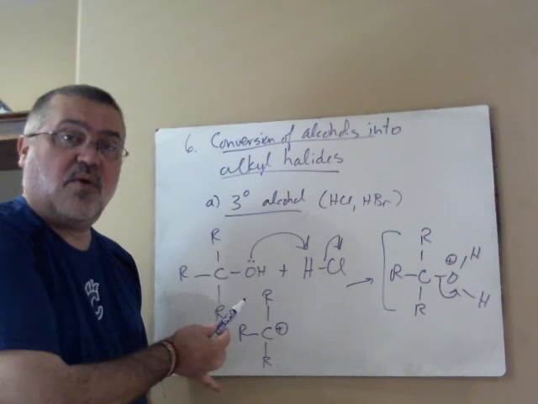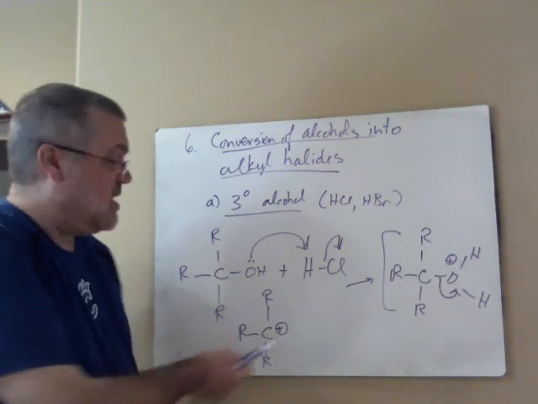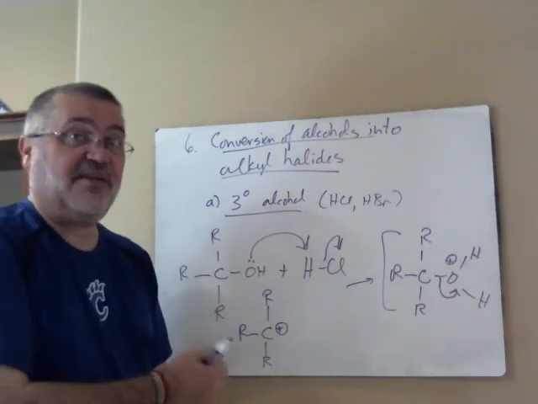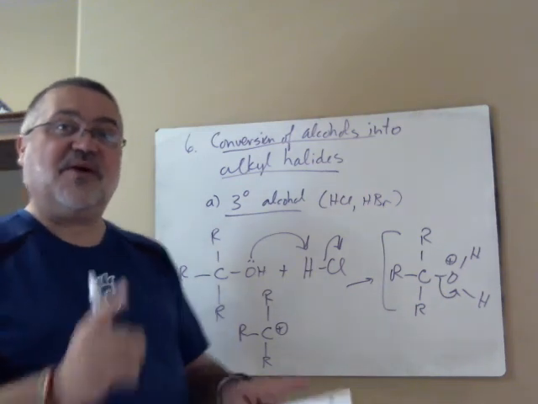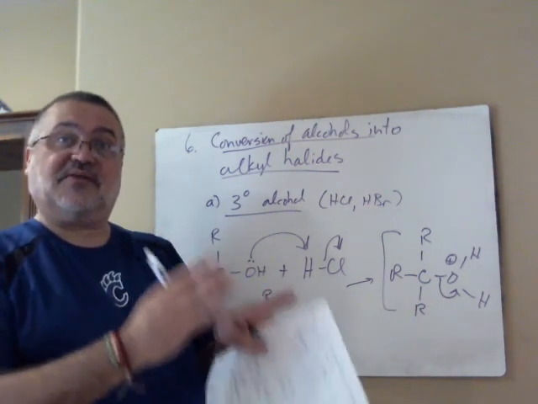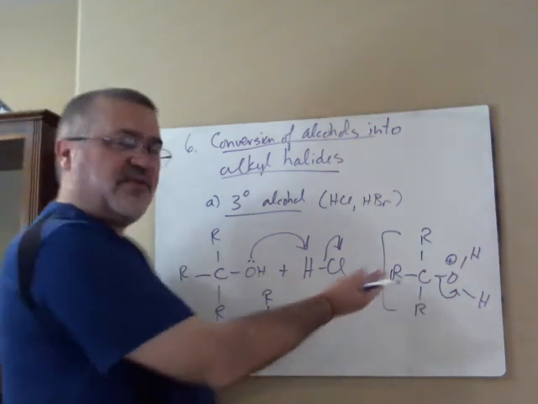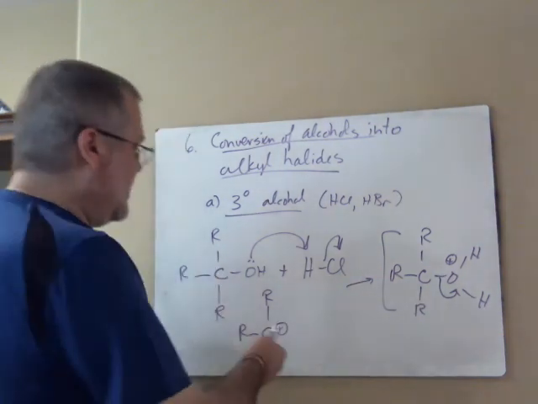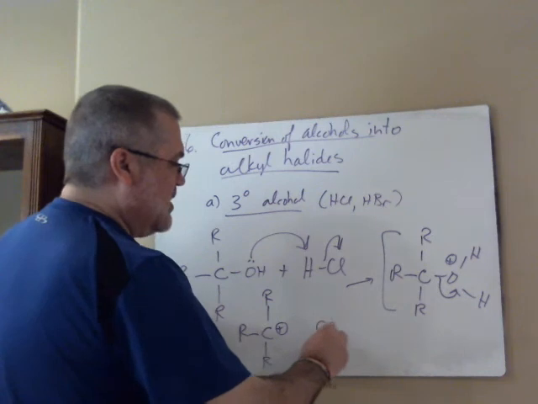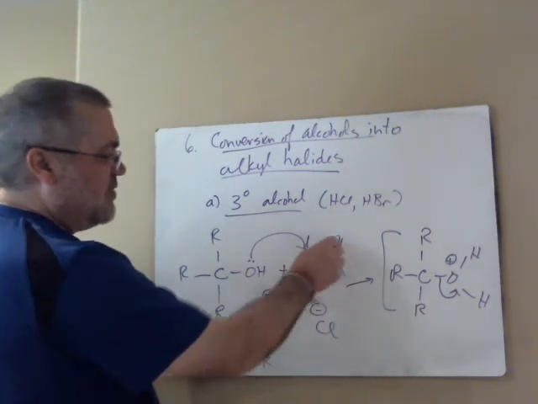Because that was an E1 elimination. This is going to be an SN1 substitution. Remember, they go through basically the same first step of the mechanism. So this is all review. We've seen this before. And once this happens, remember there's a Cl minus that we formed right here.